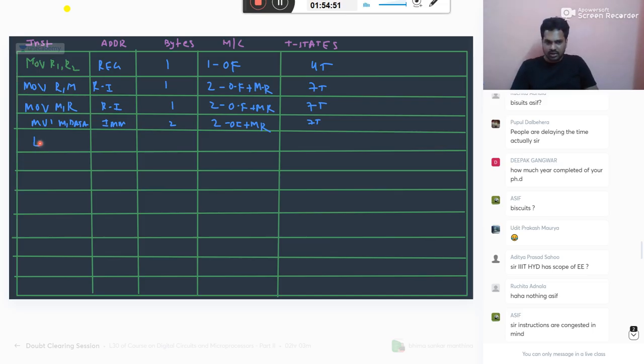Now let me write all the instructions first. LDA 16-bit address. STA address. Okay. LDAX RP. STAX RP. Okay. LXI RP comma data. Next, LHLD address, SHLD address. Next, MVI M comma data.